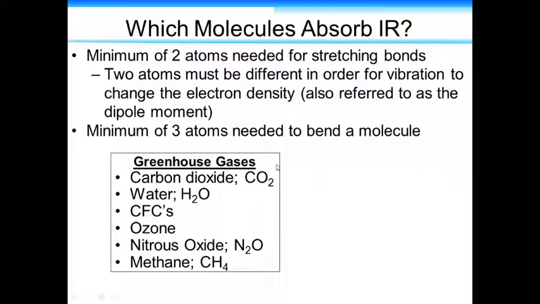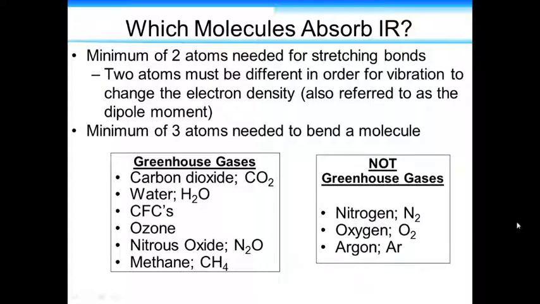And this means our greenhouse gases include carbon dioxide, water, CFCs, ozone, nitrous oxide, NOx, all the NOx molecules, and methane. Some molecules that are not greenhouse gases would be nitrogen, oxygen, argon.